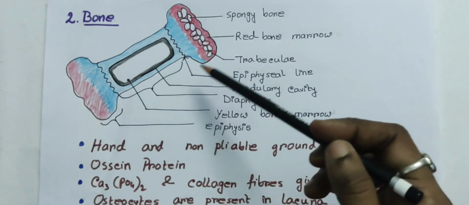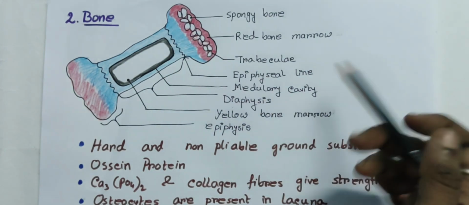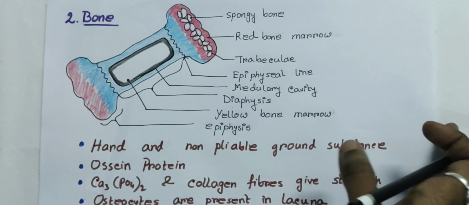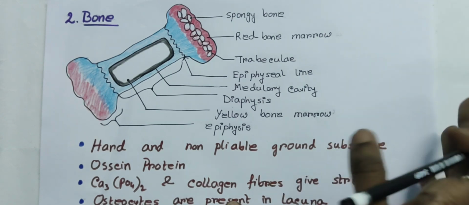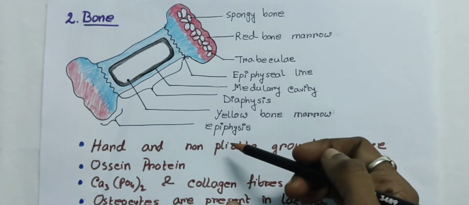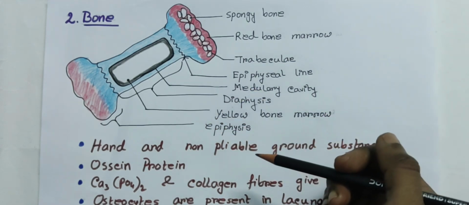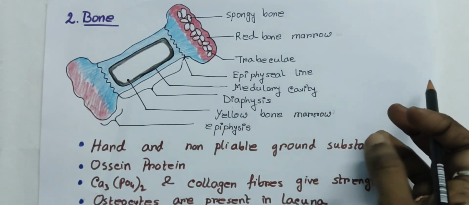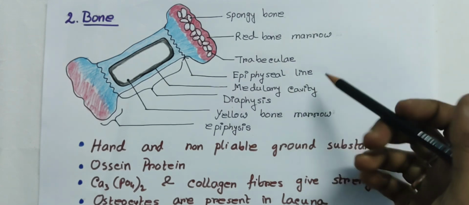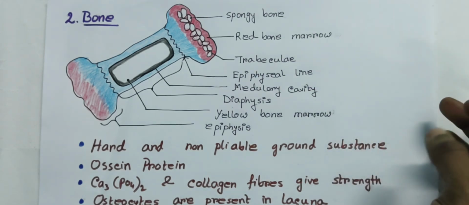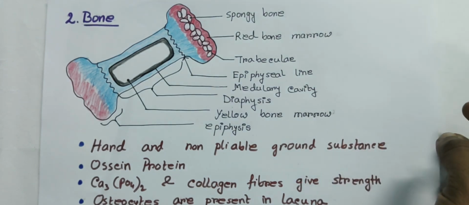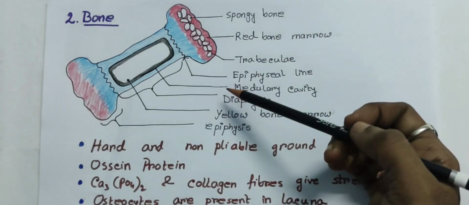Bone is the structure of long bone. It is hard and non-pliable, that means non-flexible, and ground substance is there. The matrix is made up of ossein protein and calcium phosphate. Collagen fibers are there, and those collagen fibers give strength. Osteocytes are present at the lacuna.